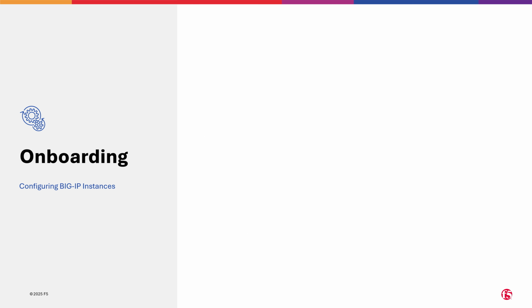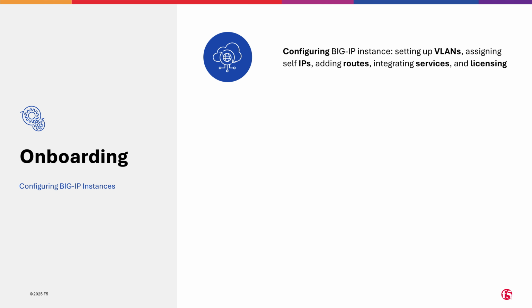Onboarding is the step where the provisioned BigIP instance is configured and made ready for use. This includes setting up VLANs, assigning self-IPs, adding routes, and integrating services like DNS, NTP, and licensing. These tasks ensure that the device is fully operational and connected to your network environment.